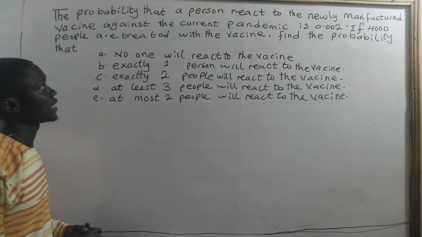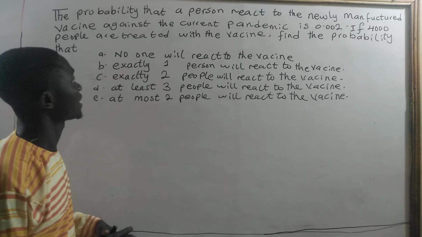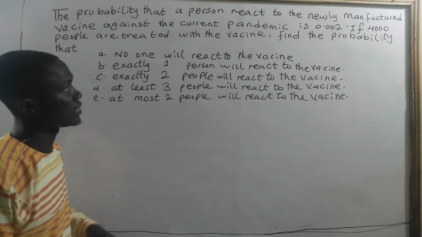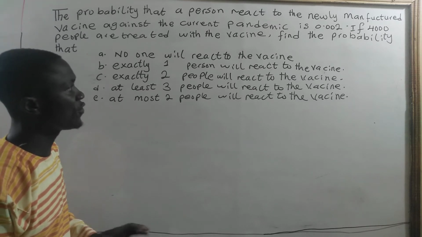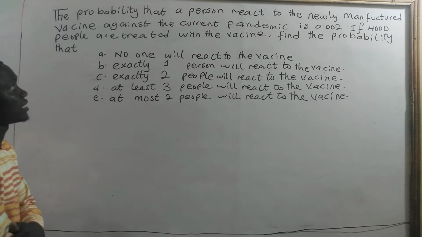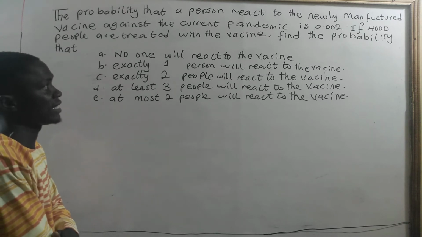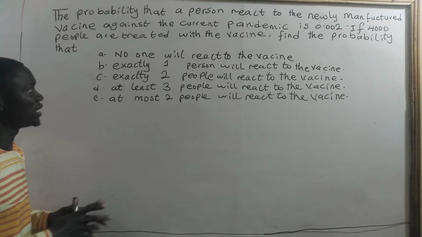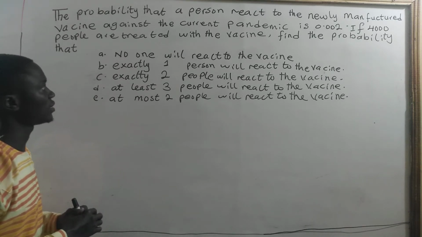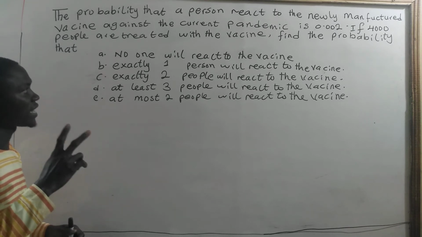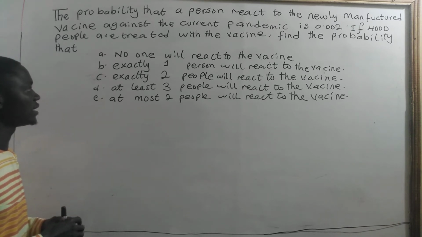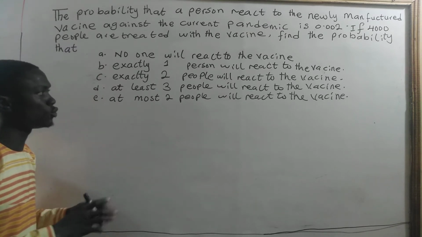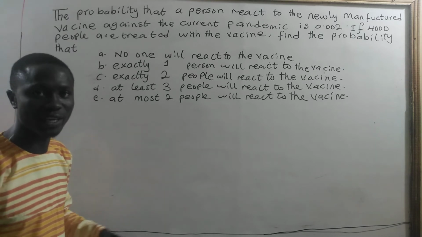The probability that a person reacts to the newly manufactured vaccine against the current pandemic is 0.002. If 4,000 people are treated with the vaccine, find the probability that A. No one will react to the vaccine, B. Exactly one person will react to the vaccine, C. Exactly 2 people will react to the vaccine, D. At least 3 people will react to the vaccine, and E. At most 2 people will react to the vaccine.